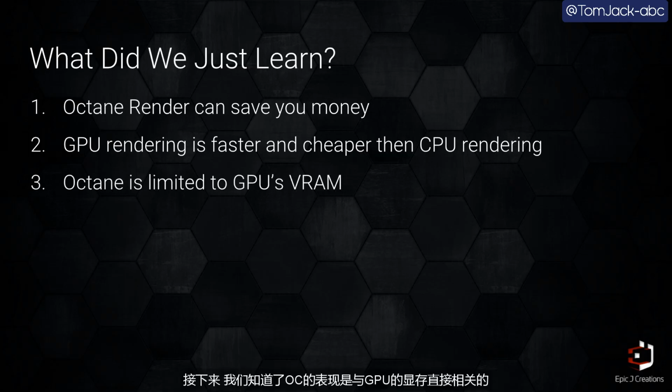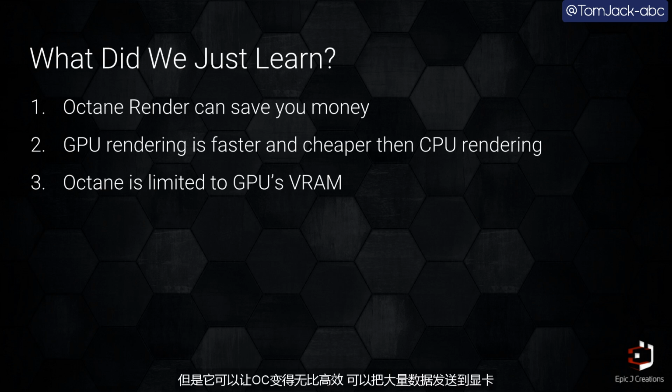Next up, we learned a con. That is, Octane is limited by GPU VRAM. That said, this isn't that big of a deal because they have bigger and bigger VRAM GPUs coming out now. At this time, the biggest one out that I know of is 24 gigs of VRAM, and I think it's $5,000, so it is a little pricey.